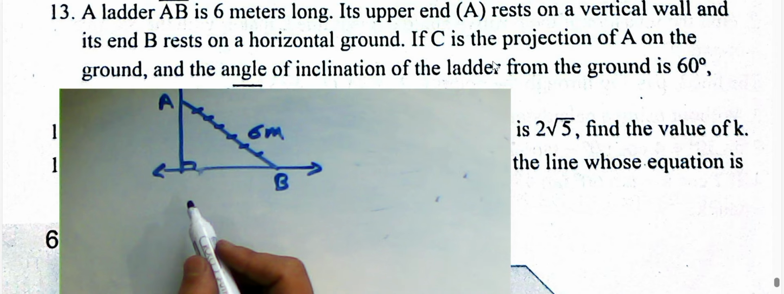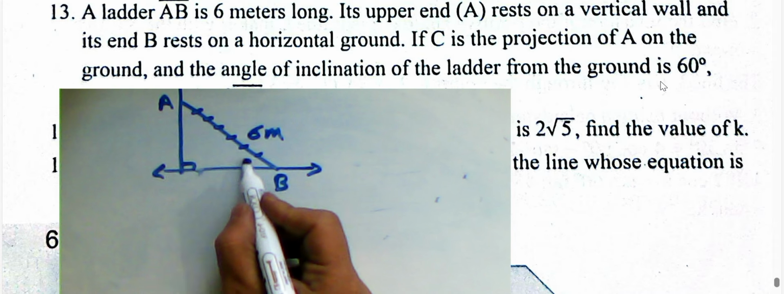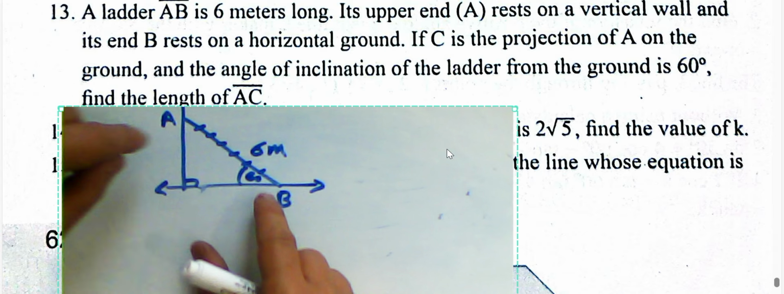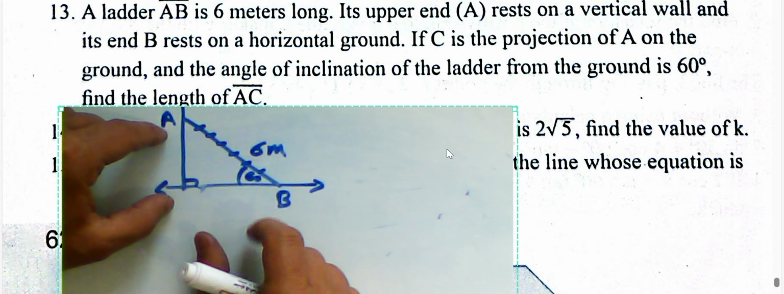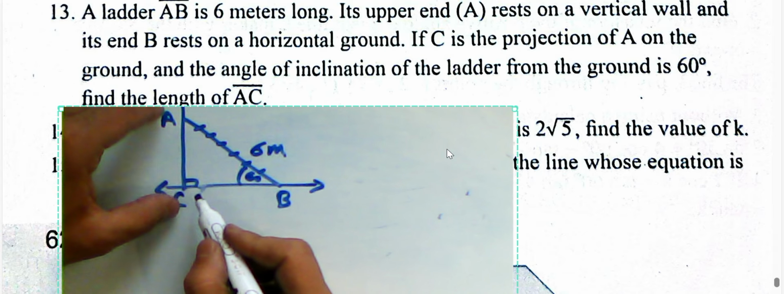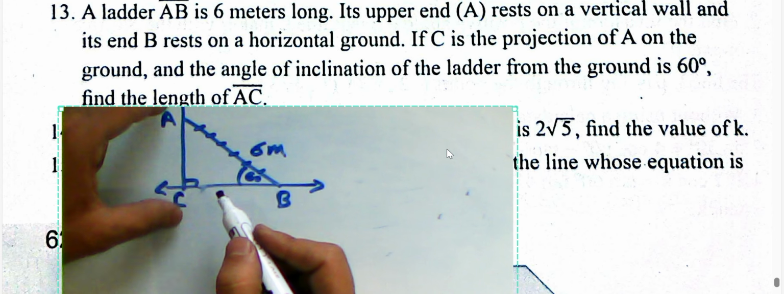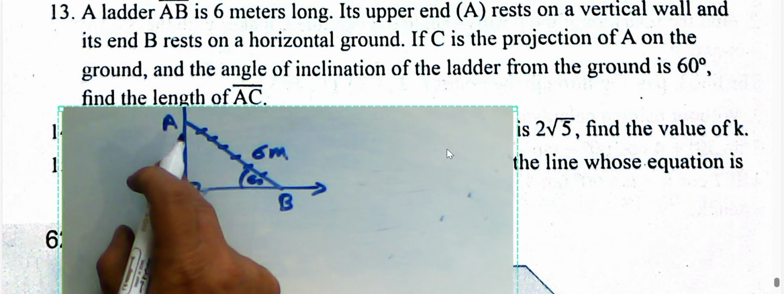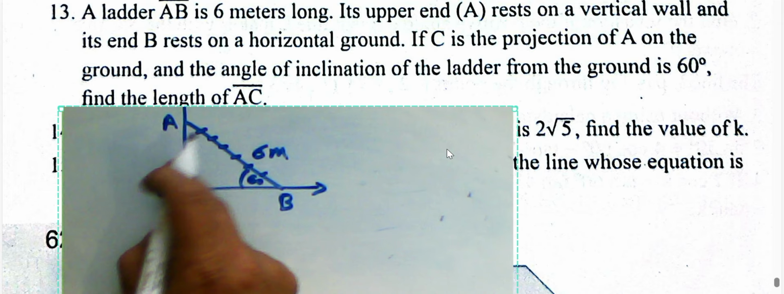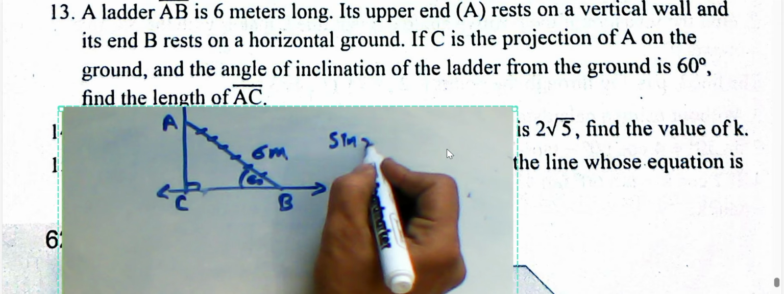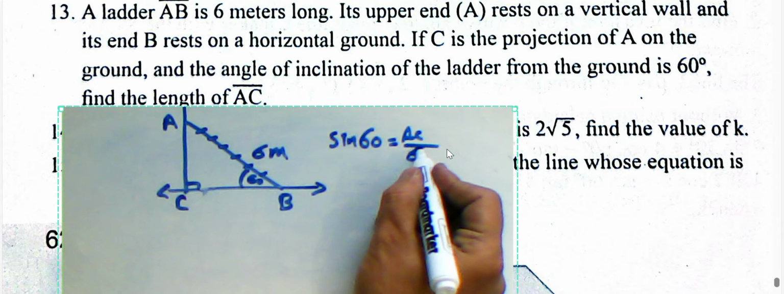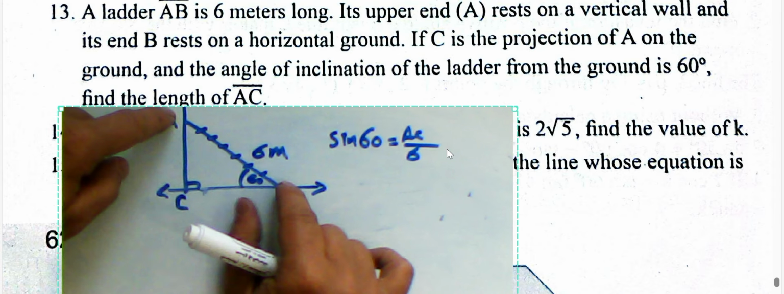The angle of inclination of the ladder from the ground is 60 degrees. You want to find the length of AC, the projection of point A. We can find this length by any method you like. Here is the opposite side and here the hypotenuse. Opposite over hypotenuse is sine, so we have sine 60 equals AC over AB, and AB was 6.